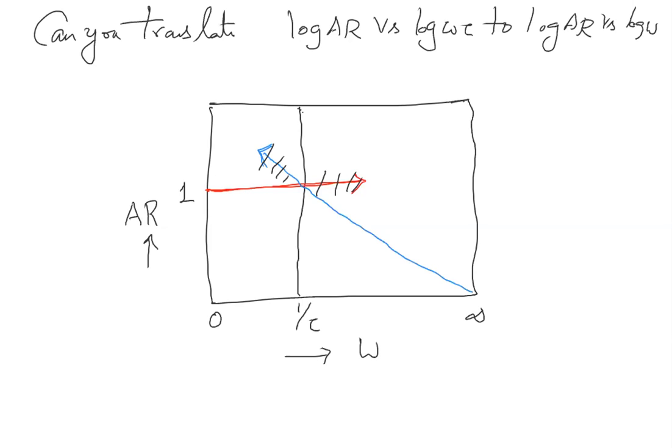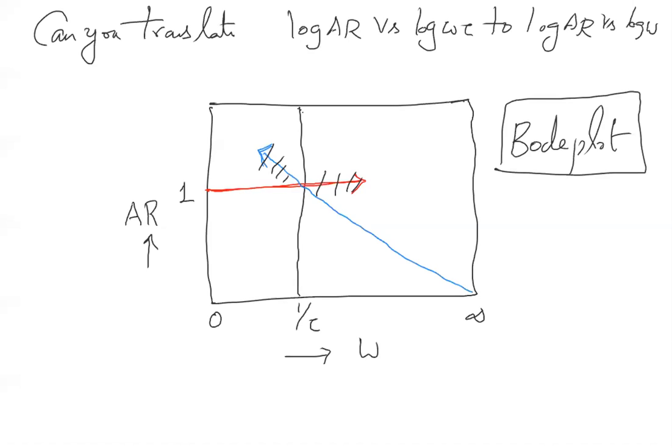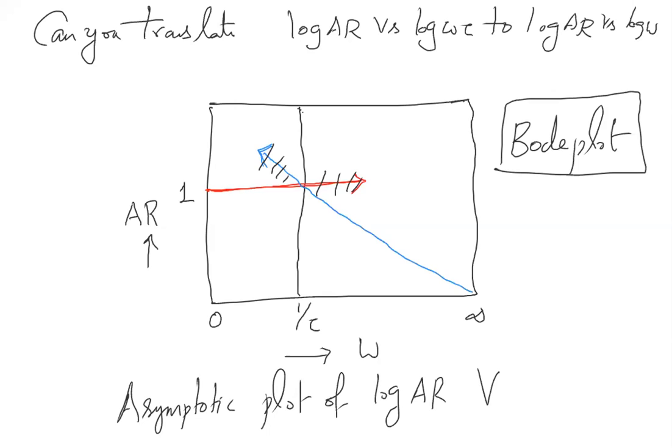This is what is called as the Bode plot. Basically, the definition of Bode plot is: asymptotic plot of log AR versus log omega is called as Bode plot.